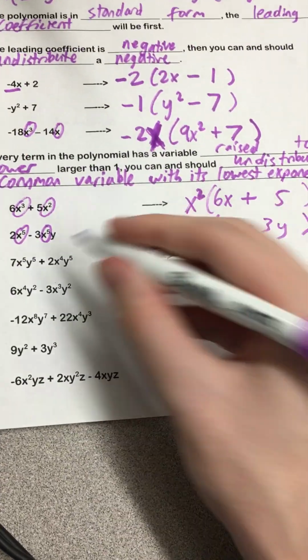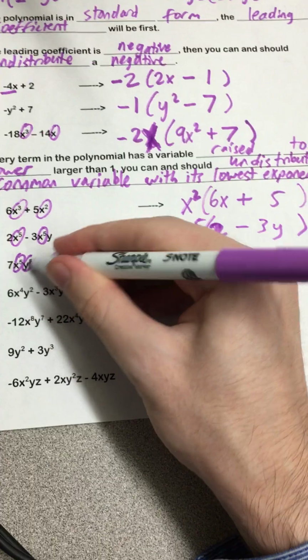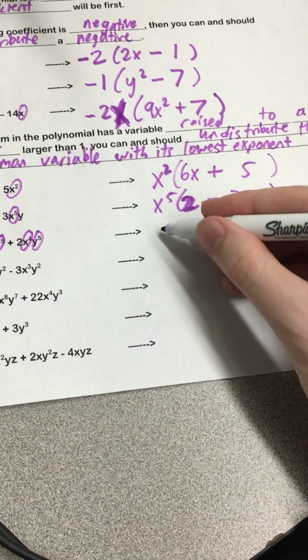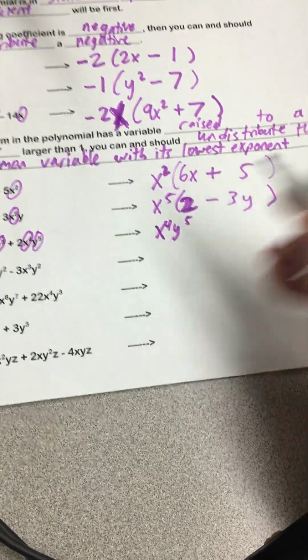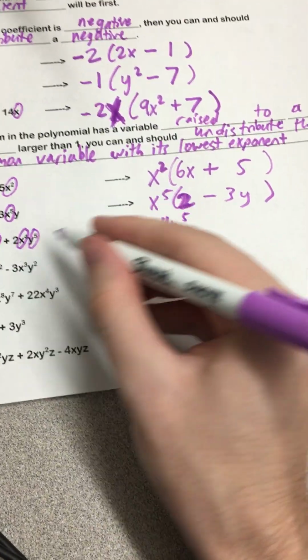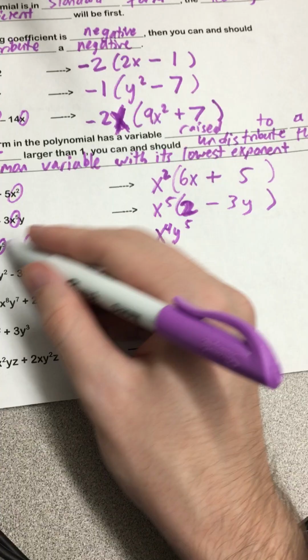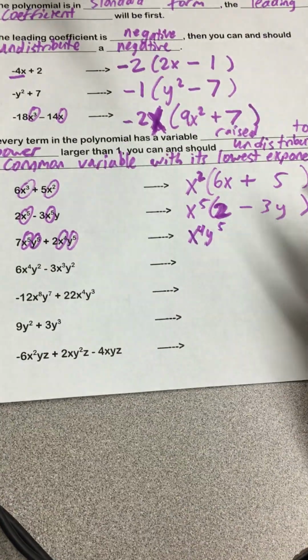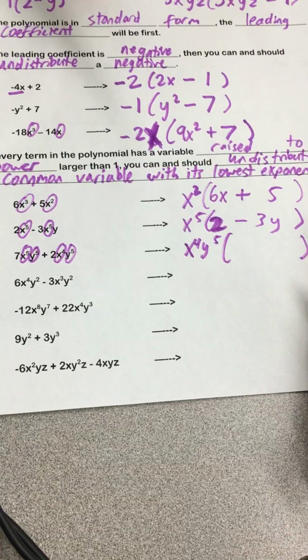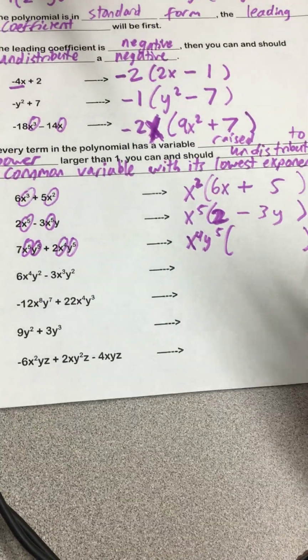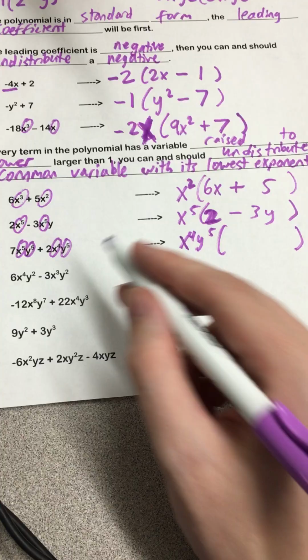All right, now, here we go. Common variables are x and y for this third one. We've got x to the 4th, y to the 5th, because these are the lowest exponents. There are no common factors between 7 and 2, so we don't have to write anything in front of that. Now we're going to divide everything by x to the 4th, y to the 5th, which is going to get rid of 4 of the x's and 5 of the y's from both of these terms.